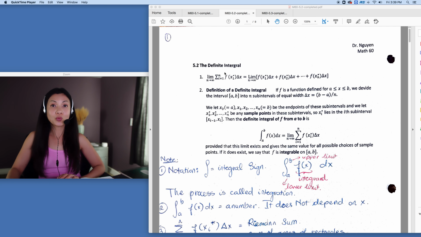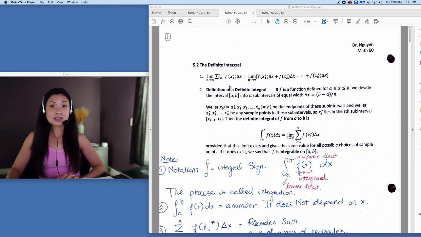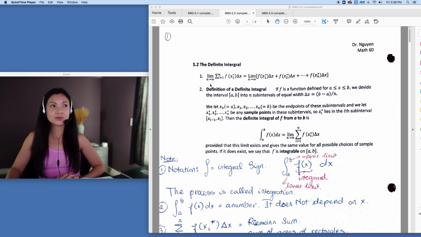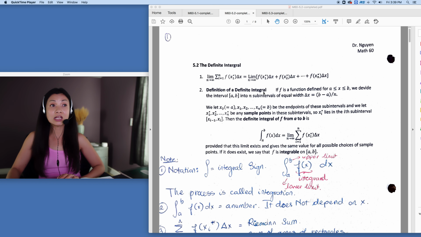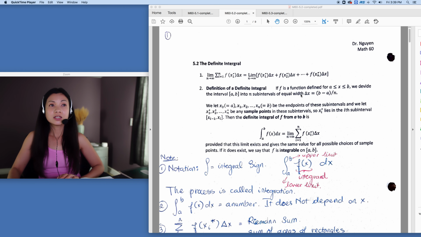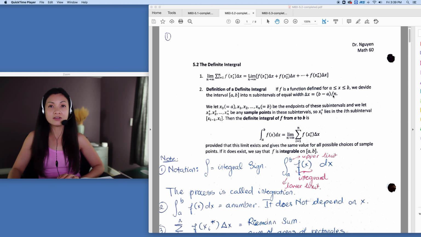So in 5.1 we saw this limit right here, the limit of the sum from i to n of f of xi star delta x. This time we learn the definition of a definite integral. So first, f is a function defined from a to b. Then we divide the interval from a to b into n subintervals of equal width. Delta x equals b minus a divided by n.